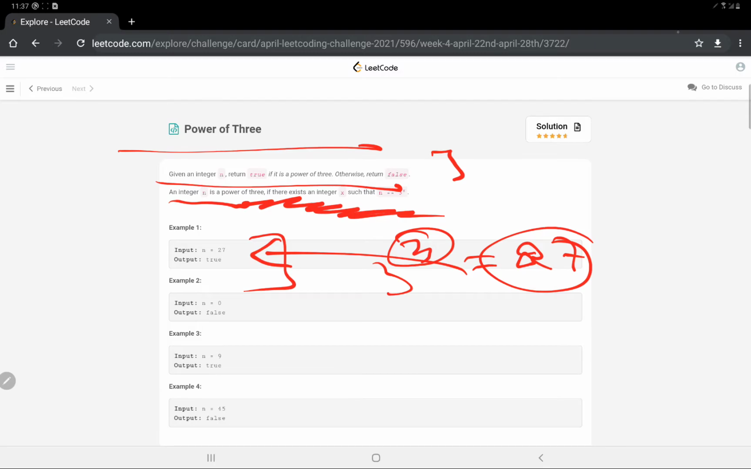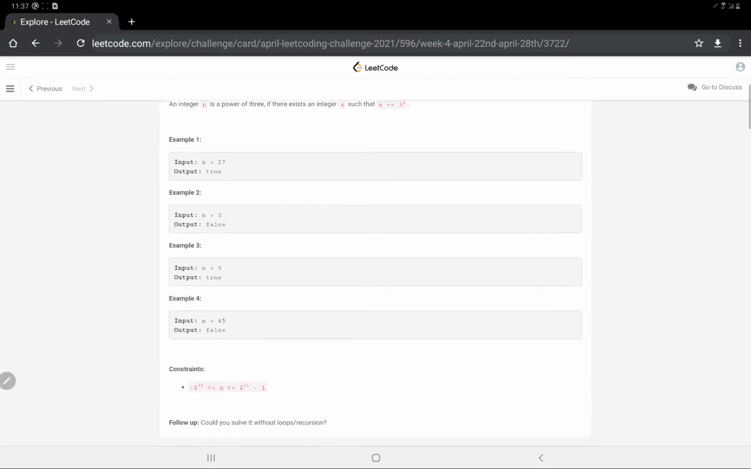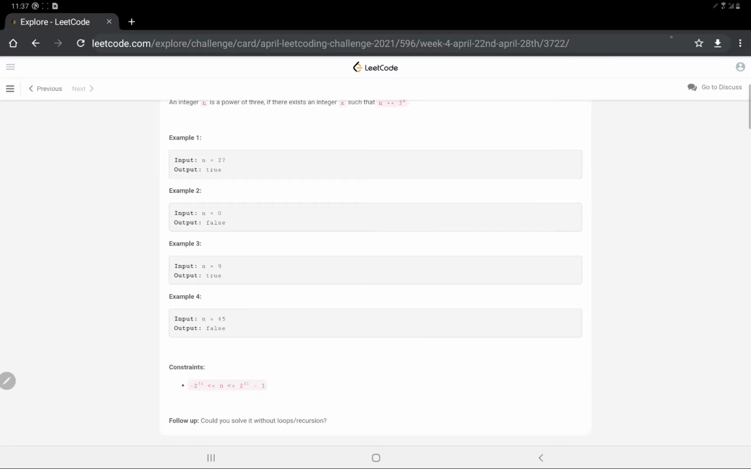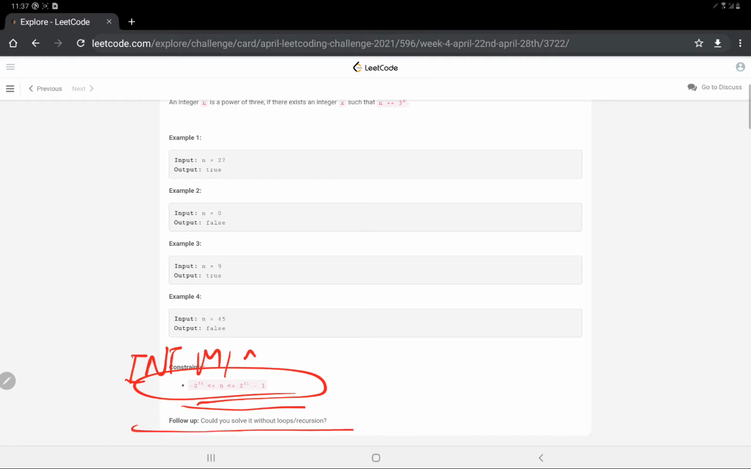But first, let's see the constraints given to us. The value of n, the number given, ranges from minus 2 to the power 31 to 2 to the power 31 minus 1. This is the standard range for int min value to int max value. Everybody knows it. And the tip is that we have to solve it without loops and recursion.